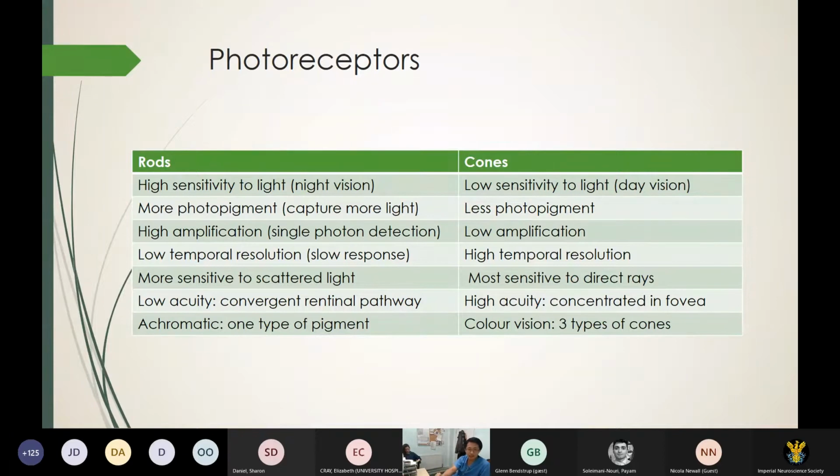The other thing about rods is that they're able to amplify your signal quite significantly. So a single photon falling onto a rod will activate it and give you a signal going to the brain. But cones are unable to do that, and you're going to need quite a lot of light landing on that 1 cone receptor to trigger a signal, which is also why, once again, at nighttime, you're unable to see color very well because you don't have enough photons going onto your retina.